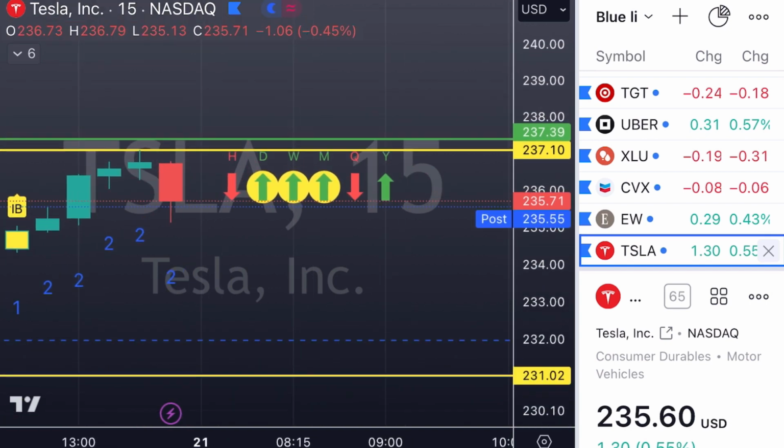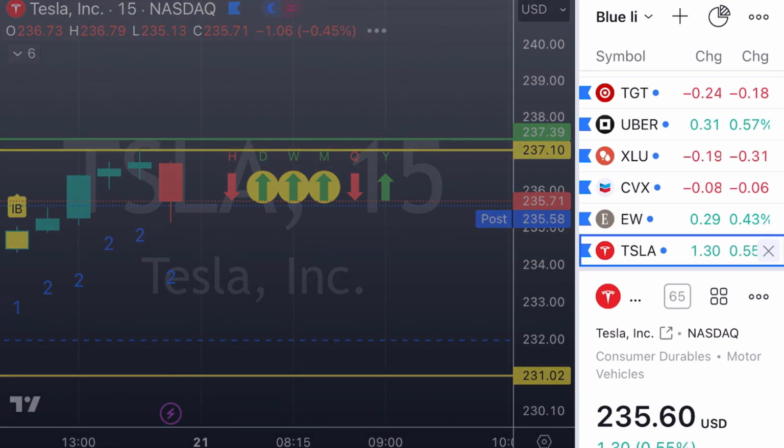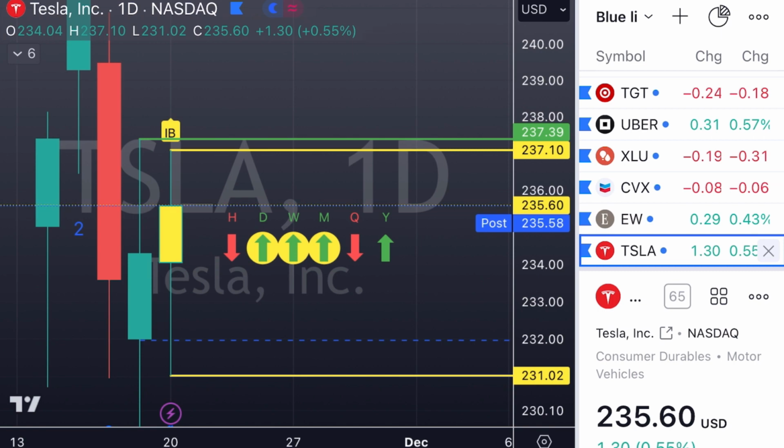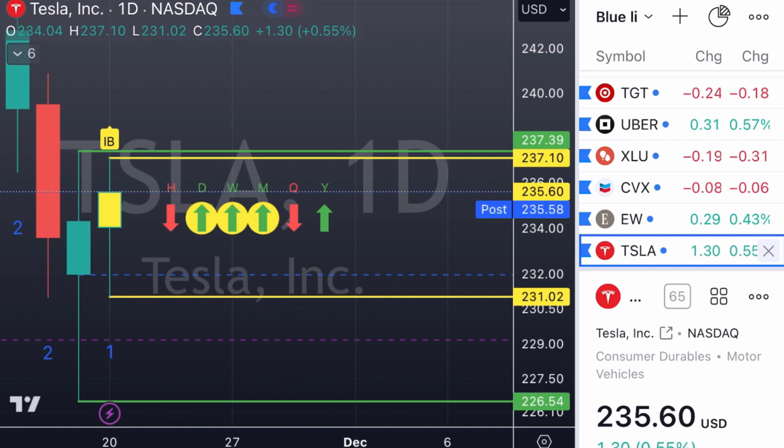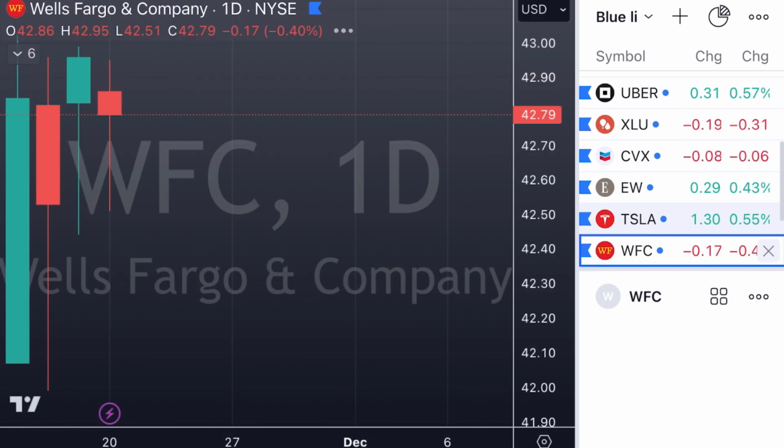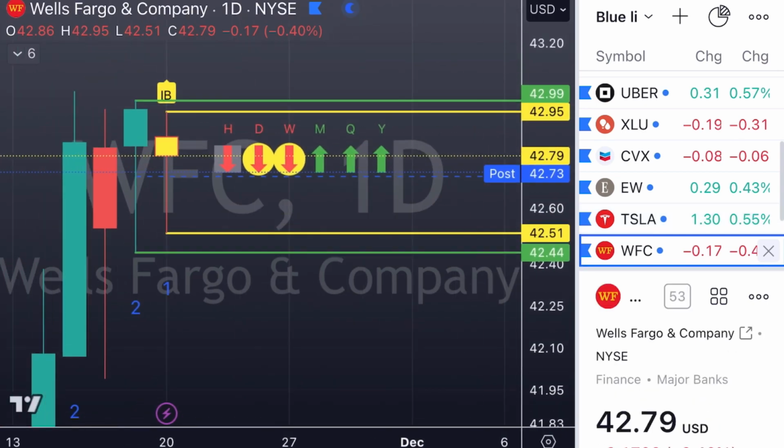But it's because of that psychology of trading and where you have your stop losses and that you actually take those stop losses, why you become successful. If you can make those losses small, those wins, those continuous, those base hits, those consistent wins will far outweigh those small losses. From Tesla, we go to WFC, another inside bar.